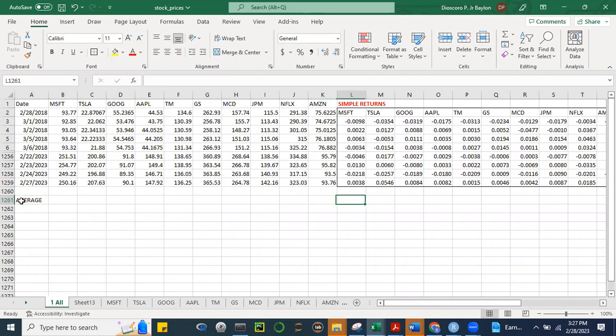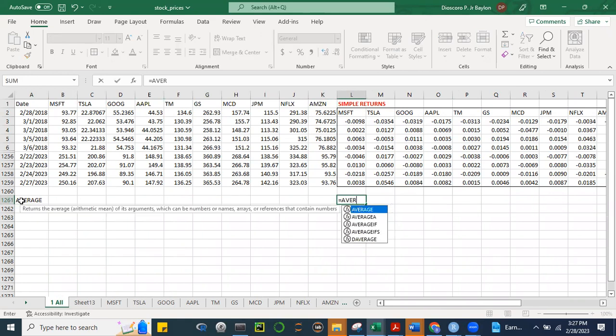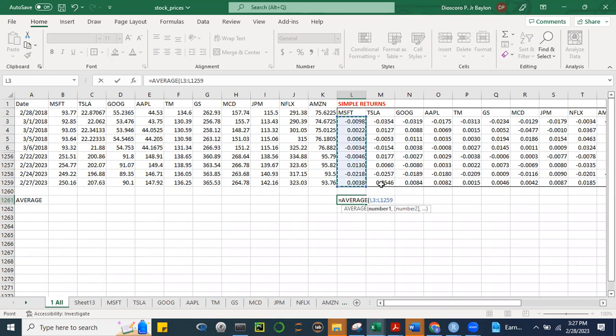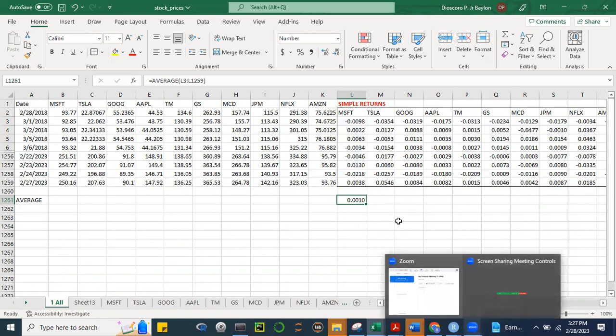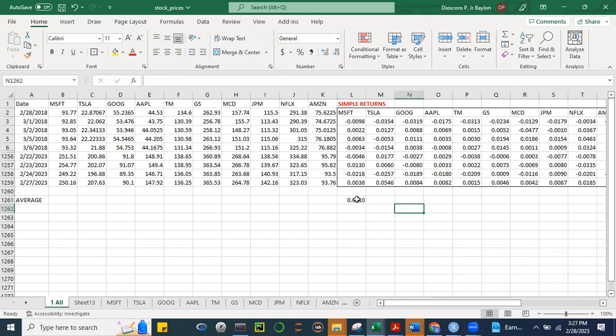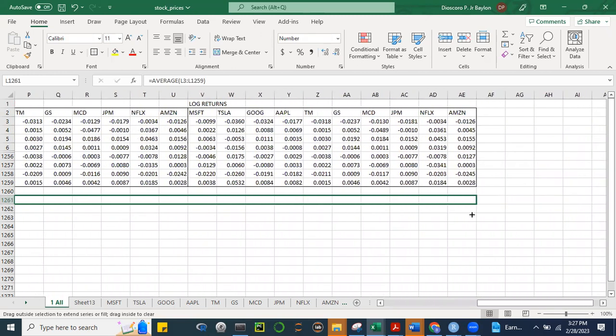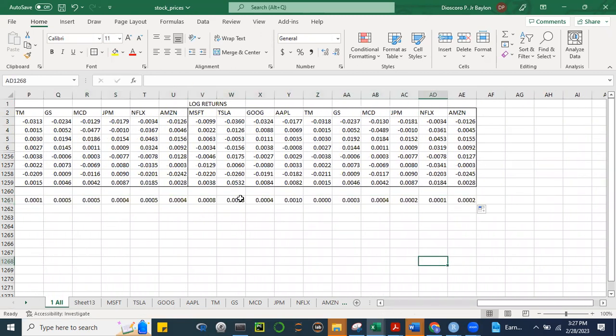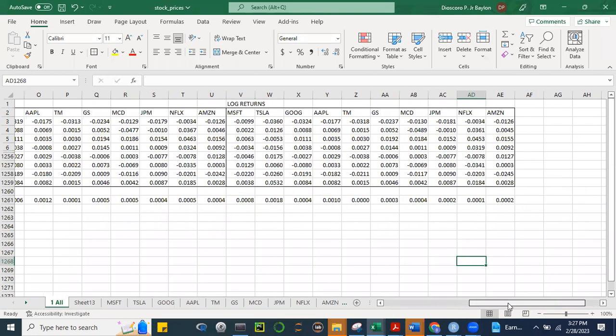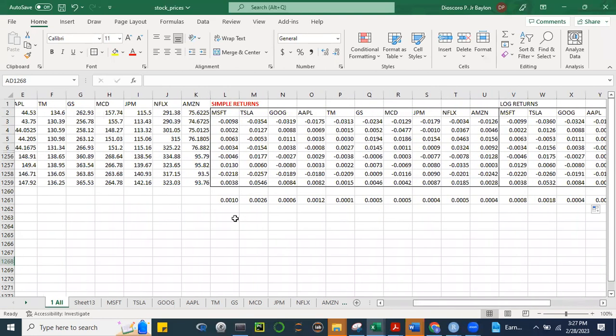So the average here will be equal to average. Okay, and then highlight this. Okay, this is the advantage of hiding. Control Enter. All right, then we can now... Okay. So those are the average returns. The average daily return for Microsoft is 0.0010.